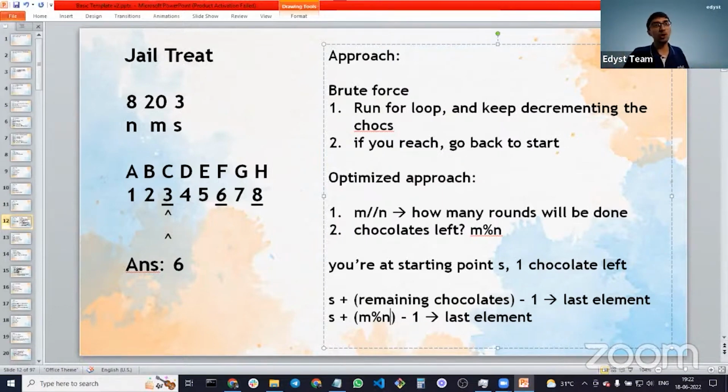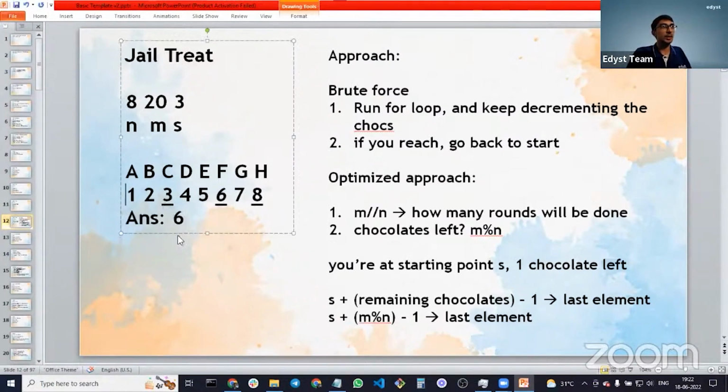That's it. No for loop, no while loop. Take input the integers and run the formula. That's all you need to do. Once again, explain this formula. Sure thing. I am starting at this 3. This is my S point.